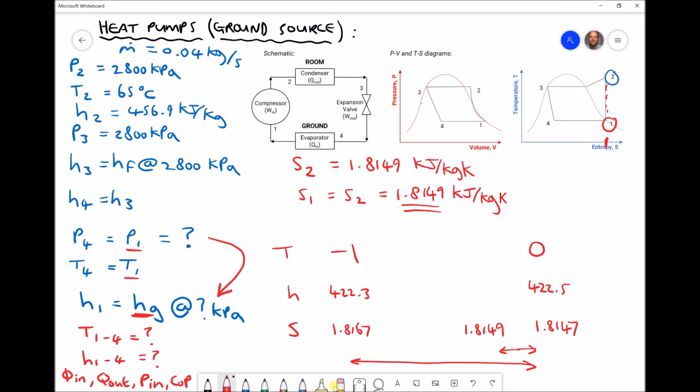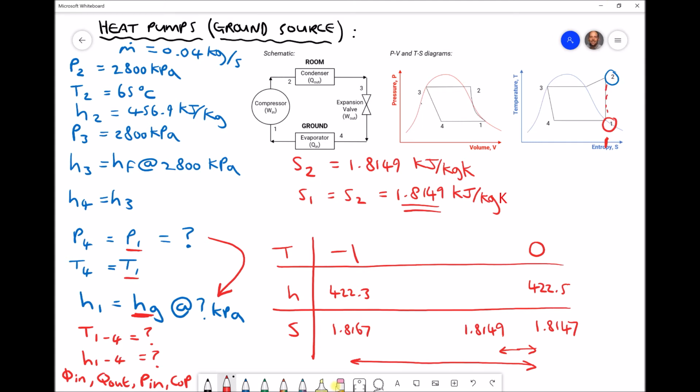Okay, so in the bottom right hand corner I've sketched a small table. In that table we have a row for our temperatures, a row for our enthalpies, and a row for our entropies. At -1 degrees, the enthalpy was 422.3 and the entropy was 1.8167. And at 0 degrees, the enthalpy was 422.5 and the entropy was 1.8147.